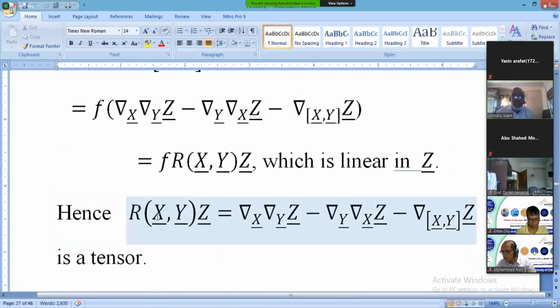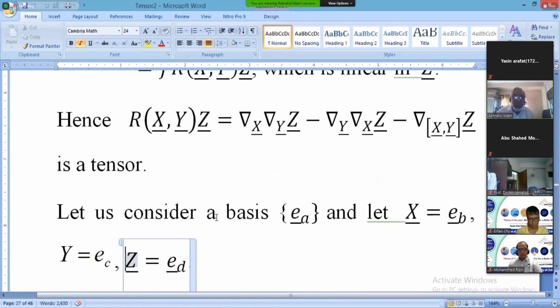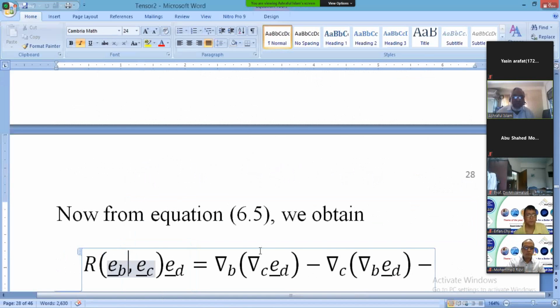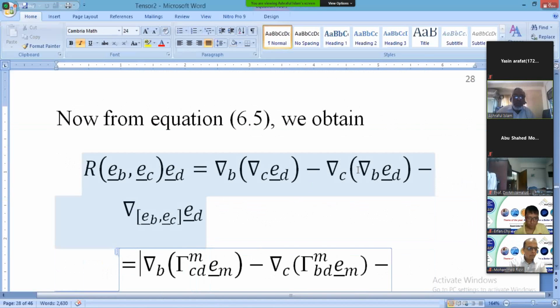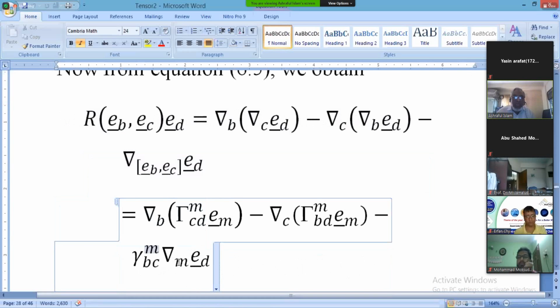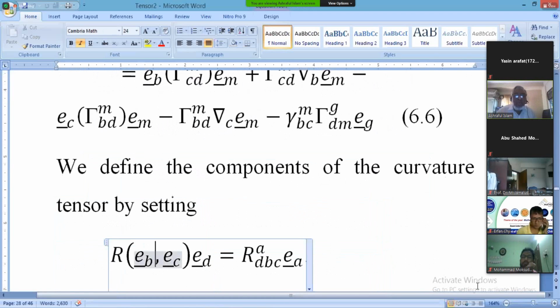If we take x, y, z as basis vectors, we will find the components of this vector. We replace the basis vector here, and use 2.1 here. Also the commutator law gives the structure constant, and we use the derivative term given in 2.1. In this way we can define the tensor.